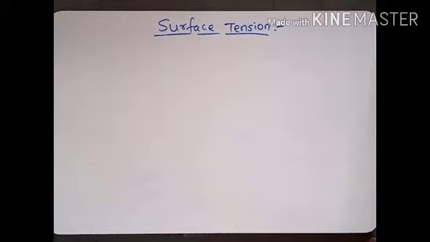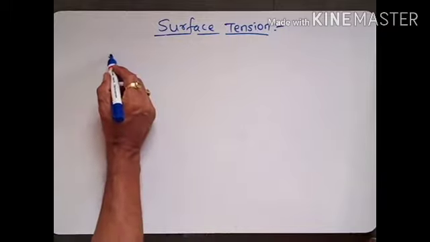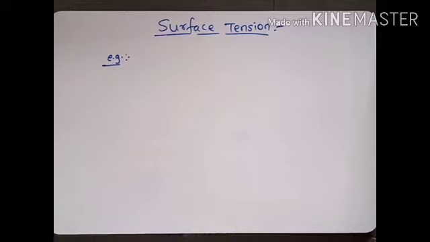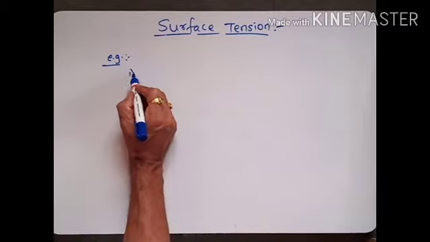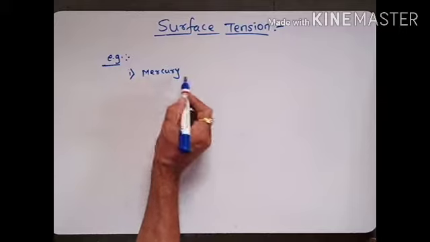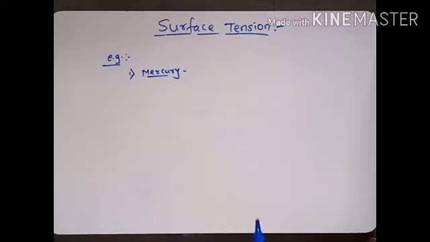Suppose, for example, mercury falls on the ground or floor. It gets split into smaller spherical droplets so that the total surface area is minimum. First example, mercury. Whenever it falls on the floor, it splits up into spherical droplets because a sphere has minimum surface area.